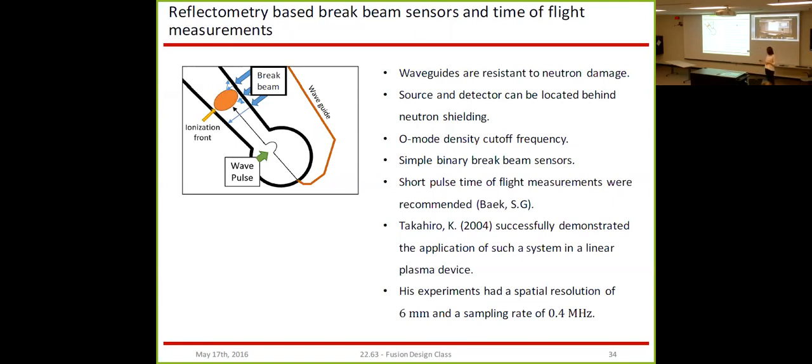We'll also have a fine time-of-flight measurement system, which was recommended to us by Sung Yu. That is what you see down below. You'll have a wave pulse shot up the leg of the divertor, and it will bounce off the ionization front and come back. So by measuring the time of flight of that wave pulse, you'll be able to understand where the ionization front is. And it's important to note that this sort of system has actually been used experimentally before by a person named Takahiro, and he was able to achieve a spatial resolution of 6 millimeters at a sampling rate of 0.4 megahertz.